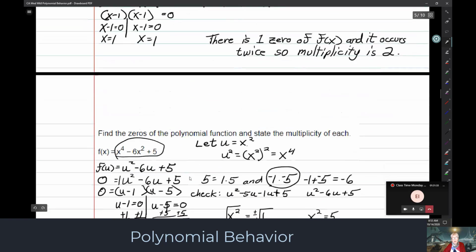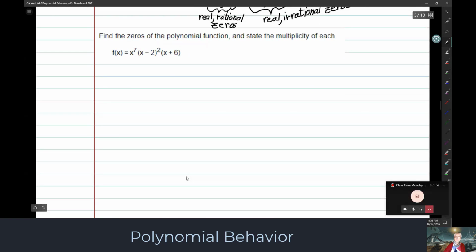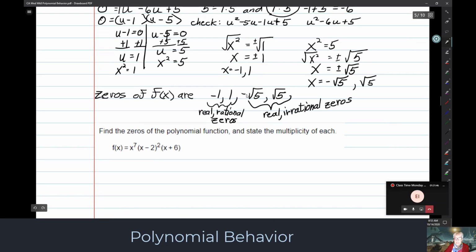We're going to be talking more about that as well. Right now, today, we have one more problem to talk about. This one. We're being asked to find the zeros and their multiplicities, and I didn't find the multiplicities up here. Each one of these zeros occurred once. Therefore, they each have multiplicity 1.